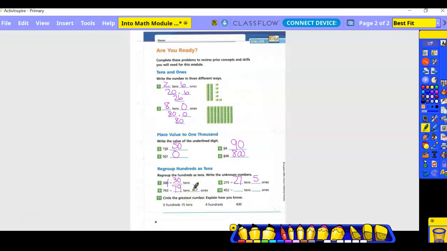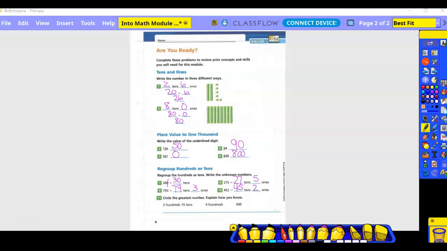Okay. The next one, I have 452, and they went tens and ones. Can I just say bye to the 4? No, I have to add that in with my tens. So what am I going to have? How many tens? 45. 45 tens. And how many ones? 2.